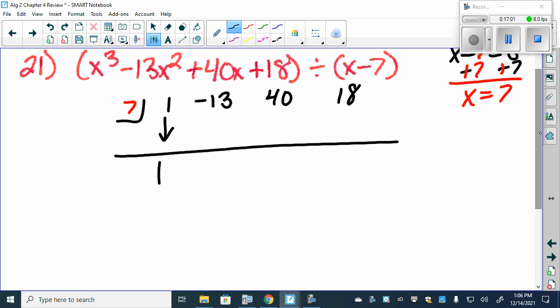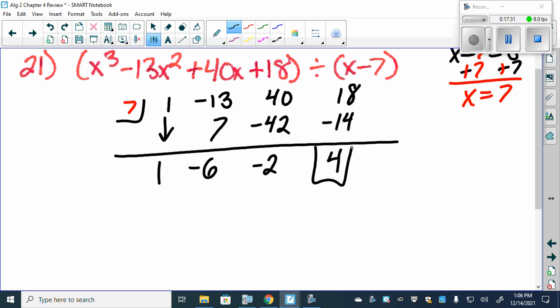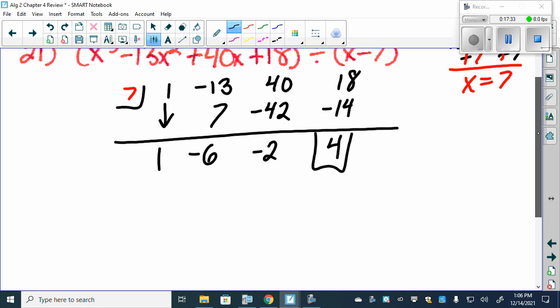Now we do our multiplication, so 7 times 1 is? 7. Add straight down. Negative 13 plus 7 is? Negative 6. Then we would multiply again. 7 times negative 6 would be? Negative 42. Add straight down. 40 plus negative 42 is? Negative 2. And 7 times negative 2 is? Negative 14. And 18 plus negative 14 is 4.